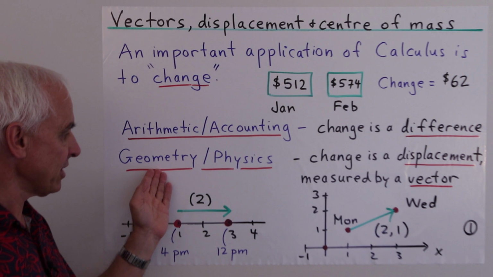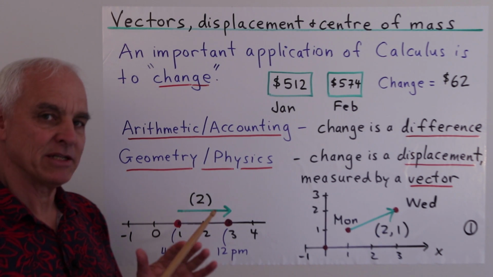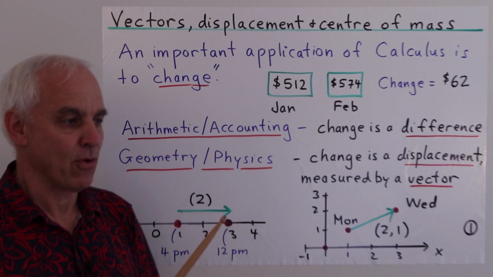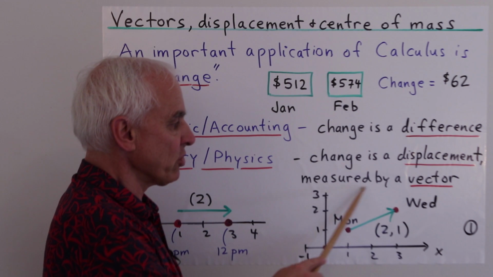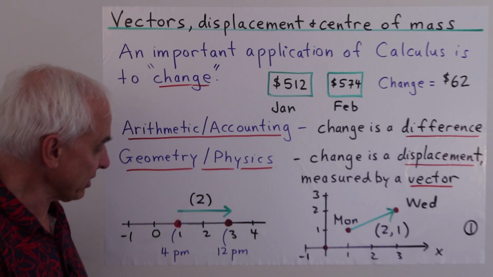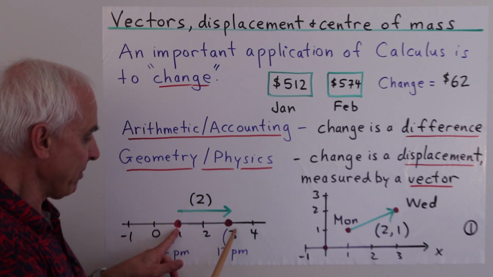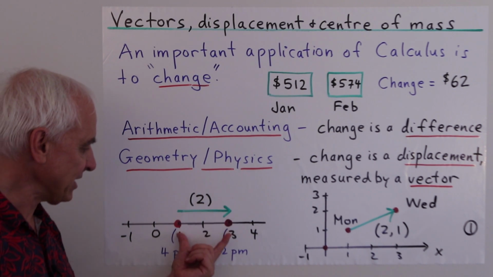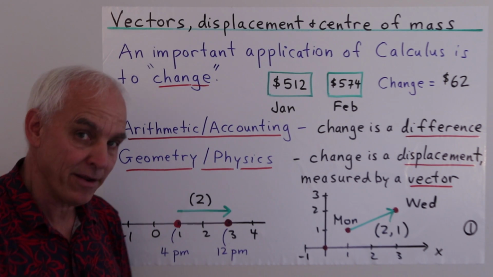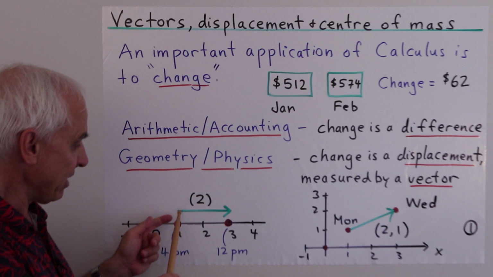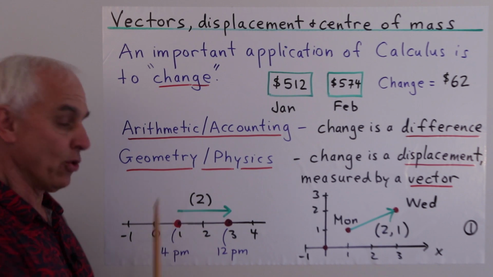In calculus, which is motivated more by geometry and physics, change is often a little bit more geometrical or maybe even dynamic. So change is often a displacement measured by a vector. For example, suppose that we're in a one-dimensional situation and we're looking at two particular points, the point 1 and the point 3. Then the relative separation between them, the change that we get from going from this one to this one is, well, we can represent it by this directed arrow whose size is 2.